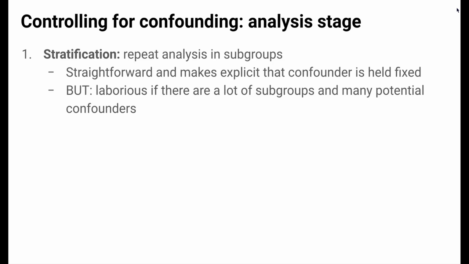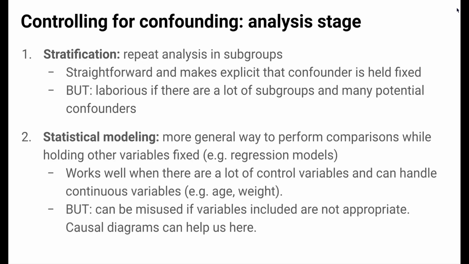So what we've seen so far is that one way to control for confounding at the analysis stage, once data have been collected, is to perform stratification. Stratification is nice in that it's straightforward, and it makes explicit that the confounding variables are being held fixed. However, it can be tedious if there are a lot of subgroups of the confounding variable, and particularly when there are a lot of confounding variables to consider. Another strategy for controlling for confounding at the analysis stage is statistical modeling.